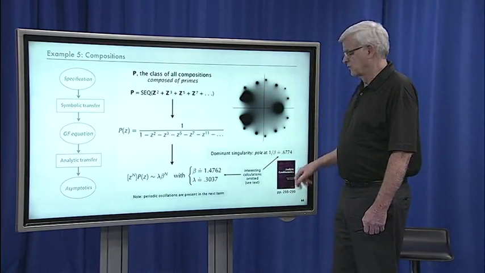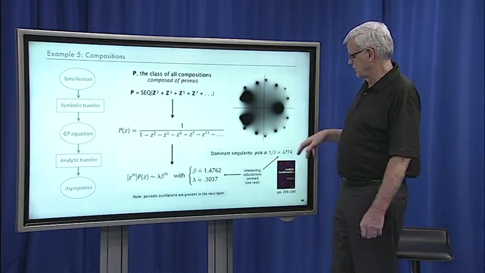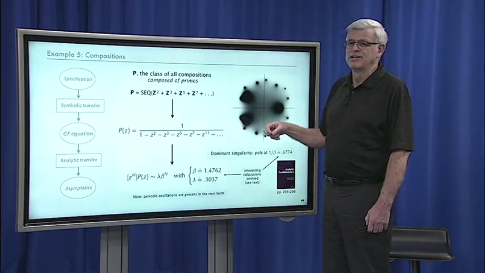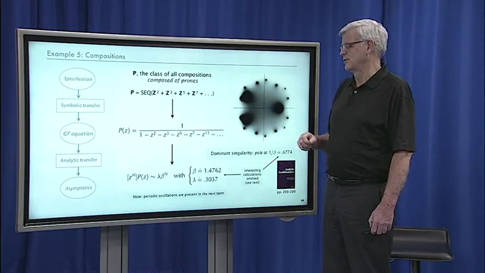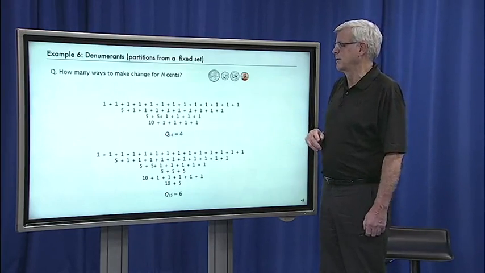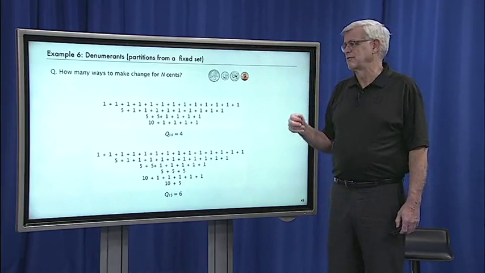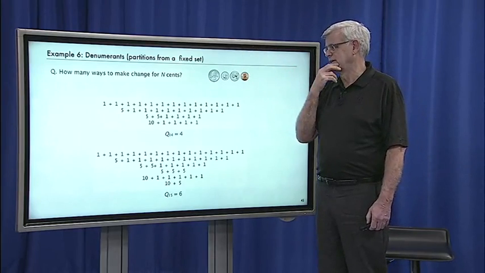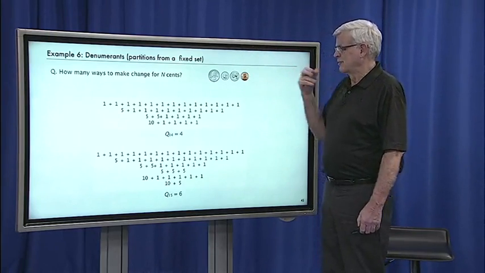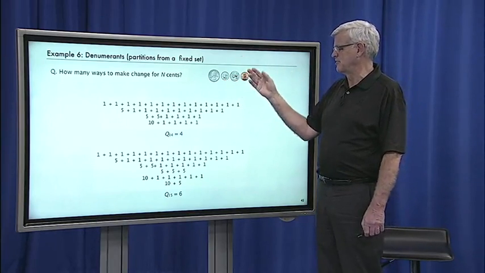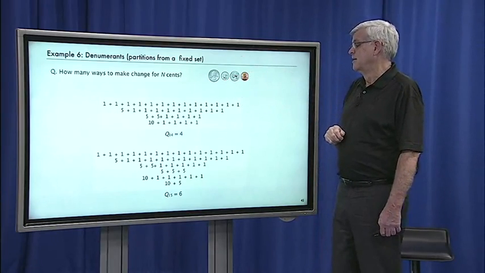So again, you can look at page 298, 299 of the book to see some of the interesting calculations that I omitted. This one isn't necessarily quite so simple as the other ones that we've talked about. And then there's partitions from a fixed set, which are called denumerants. A famous example of that is how many ways are there to make change for n cents.